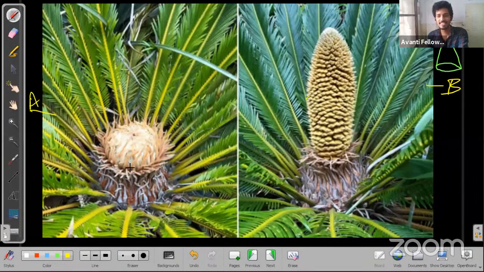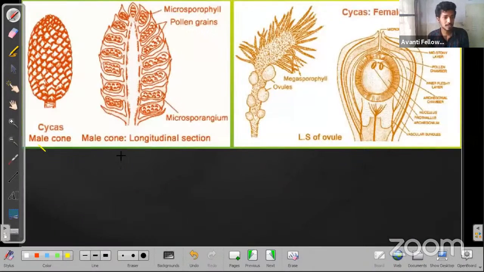Oh my God, you have microscopic eyes, Venkat. You can see pollen grains from here. That's great. Yeah, I will tell you. In the next slide you will come to know which one is male and which one is female. We will go to the next slide.